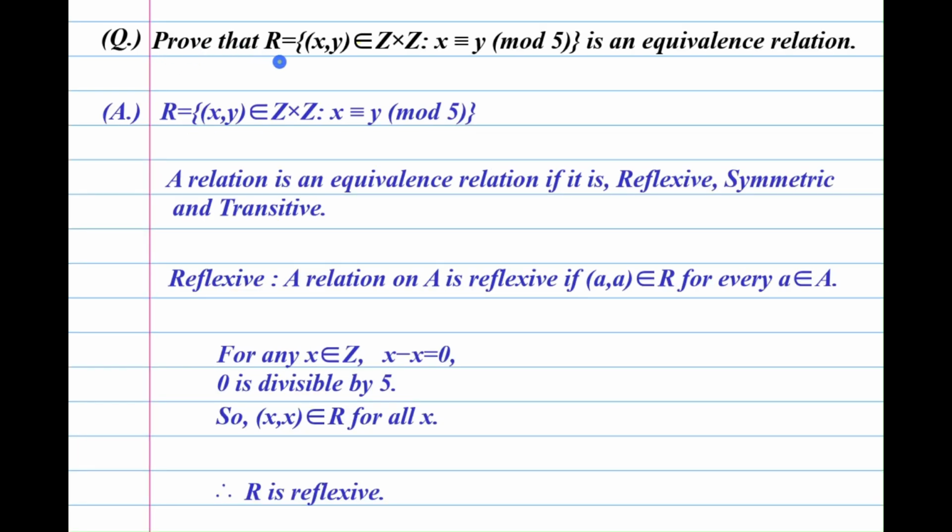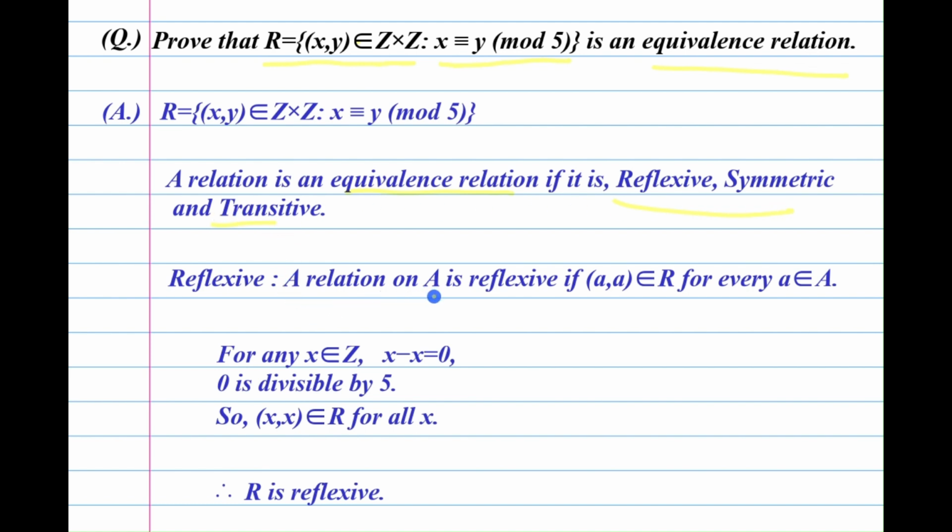In this question we have to prove that R = {(x, y) belonging to Z × Z such that x ≡ y (mod 5)} is an equivalence relation. A relation is an equivalence relation if it is reflexive, symmetric, and transitive.